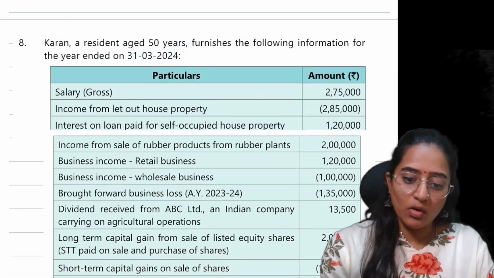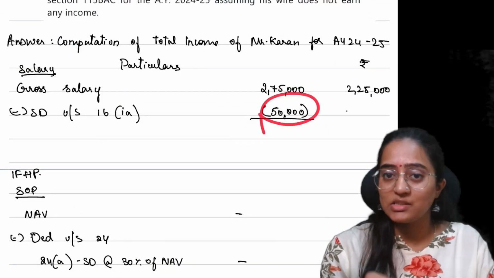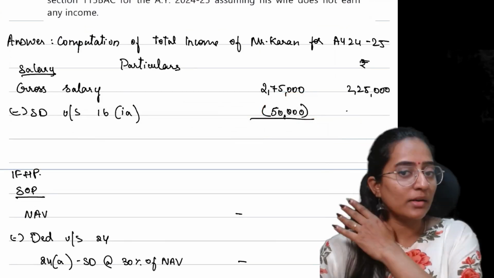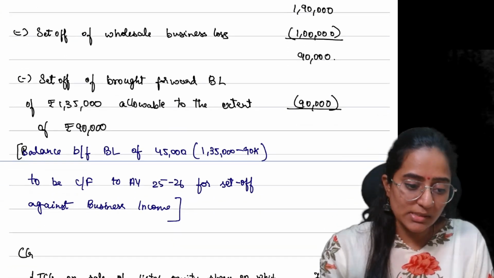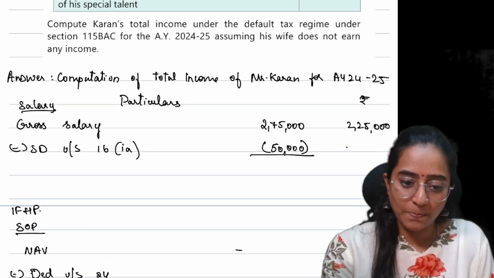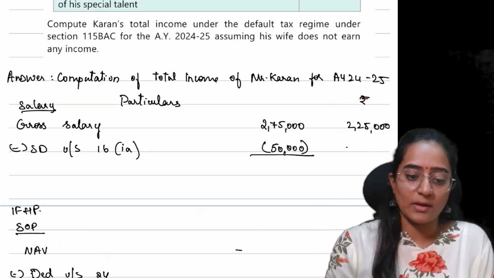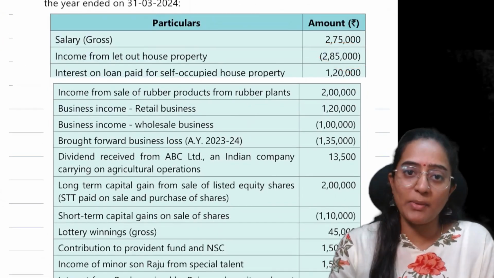Okay, the gross salary they have already given in the question, 2,75,000. So now you can give the standard deduction. Is it available under 115BAC? Absolutely yes, it's available under 115BAC. Minus 50,000. How much is the income from salary that you would get? 2,25,000.